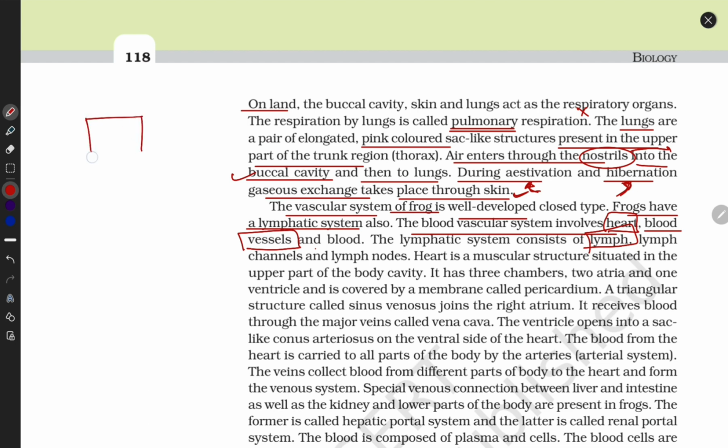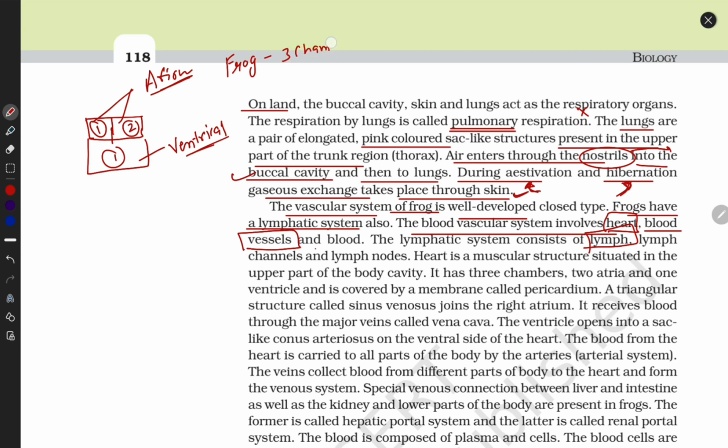This is the heart, a three chambered heart. Yes guys, a three chambered heart. Assume this is the three chambered heart. Two are atria and one is the ventricle. Clear? This is the one, this is the two, and one is the ventricle. It means the frog has a three chambered heart.